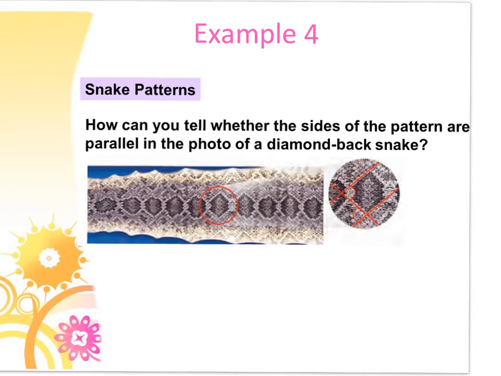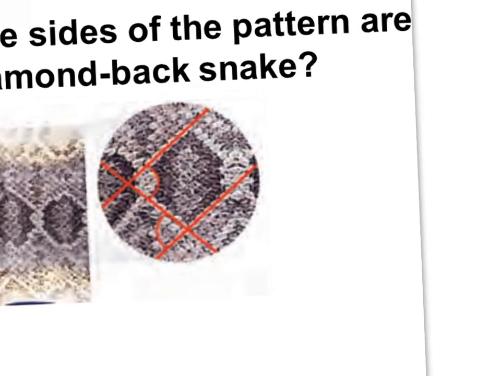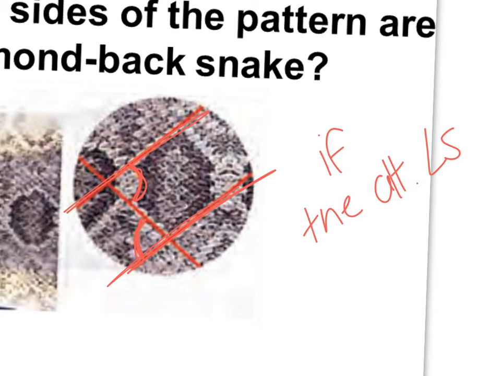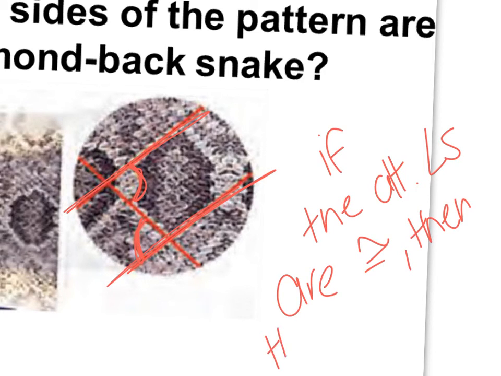Okay, this says, how can you tell whether the sides of the pattern are parallel in the photo of the diamondback snake? I hate snakes, by the way. It's brutal. Okay, so if I were to zoom in on it, you can see there's little red lines, right? There's this one, and they've marked this angle with this angle. So what's it implying? How would I know that those are parallel? Good. So if the alternate interior angles are congruent, then the lines would be parallel.